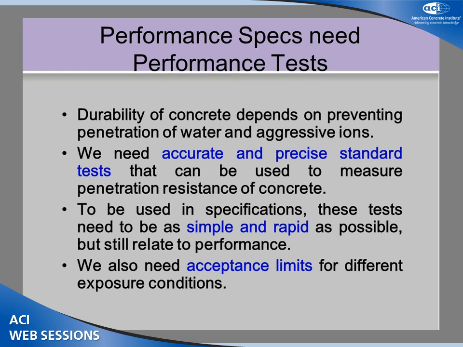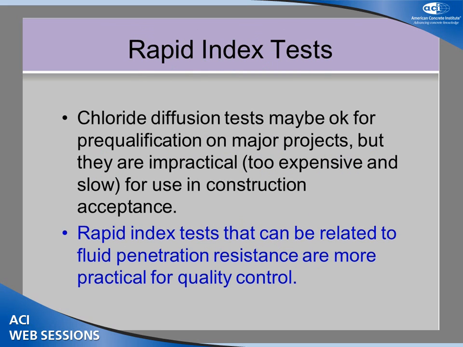And one of the things that's been going on in Canada, we have performance specifications for concrete in Canada, largely. And one of the things, of course, with performance specifications is you need to be able to measure performance. So we need accurate and precise standard test methods that can be used to measure things like chloride penetration resistance or any fluid penetration resistance in concrete. They need to be simple, they need to be rapid, but still relate to the performance, and we need appropriate acceptance limits to include in those performance specifications.